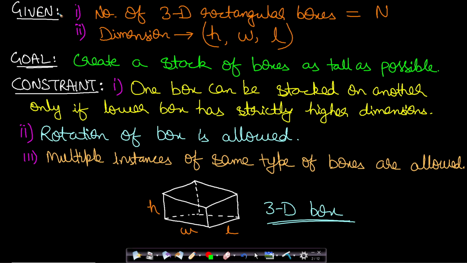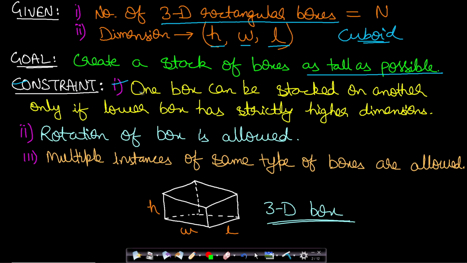Now coming to this problem, we will be given n number of 3D rectangular boxes which you may assume to be a cuboid, n number of cuboids, and the dimensions will be height, width and length. Our goal is to create a stack of boxes as tall as possible, but we are given certain constraints. So these are the three constraints.